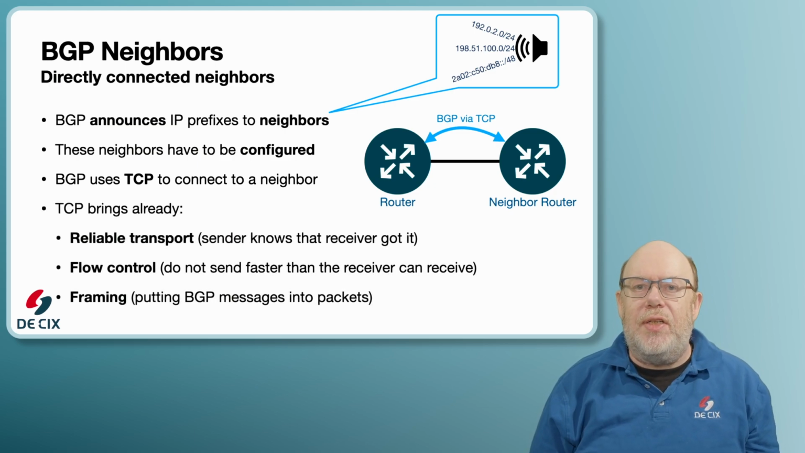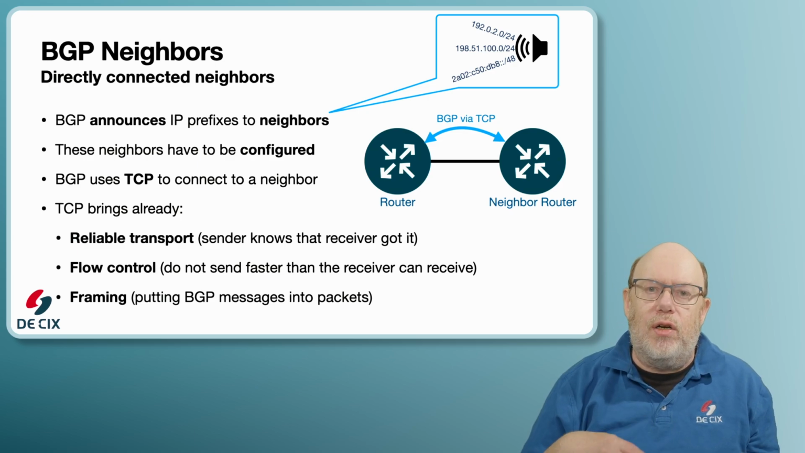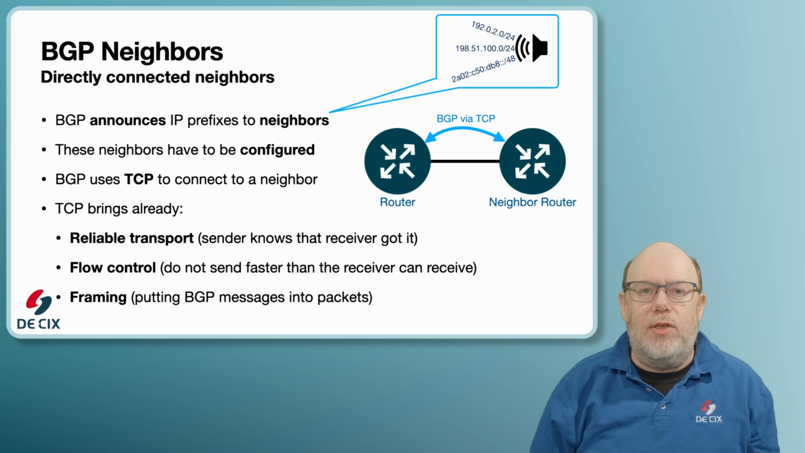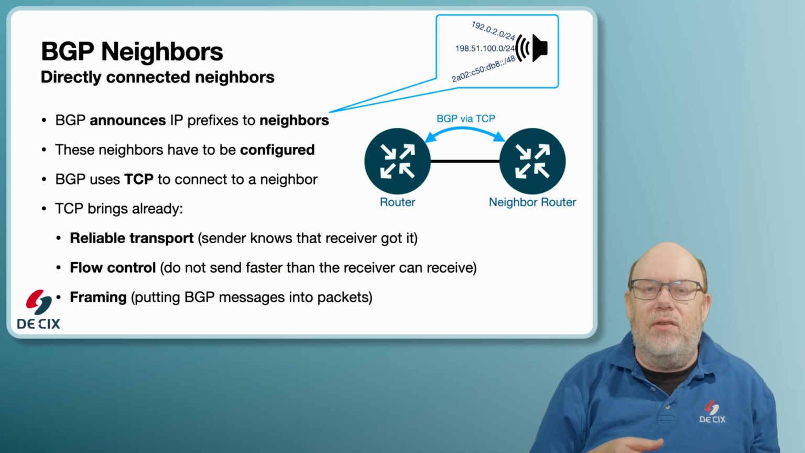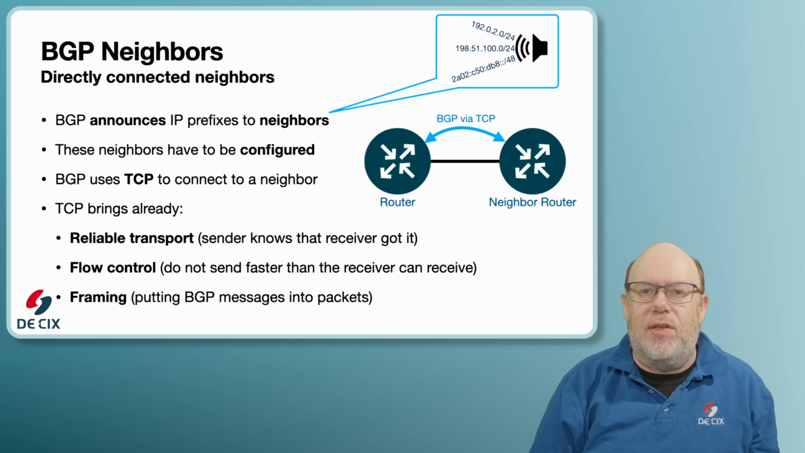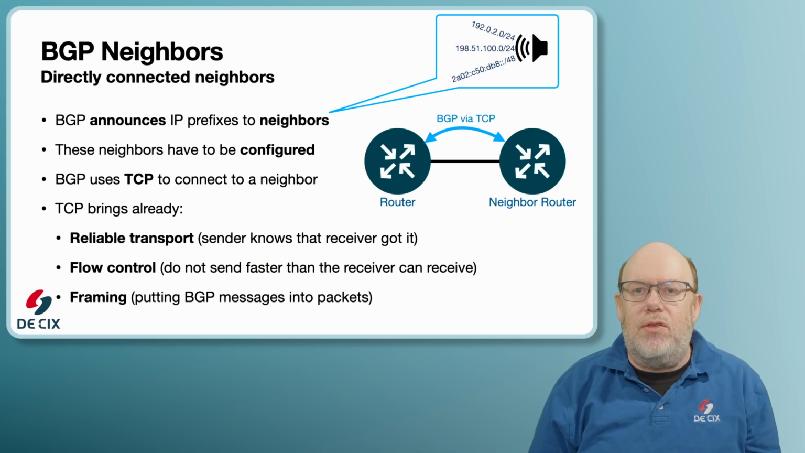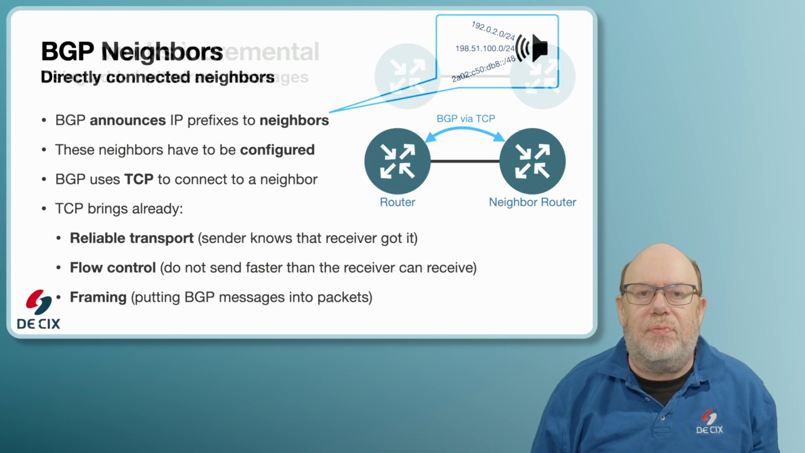TCP already brings reliable transport, so the sender of a message knows that the receiver got it. TCP also brings flow control, do not send faster than the receiver can receive, and framing. So put the messages into packets so that they can safely travel from the sender to the receiver. That all brings TCP, so BGP doesn't have to reinvent the wheel to operate.